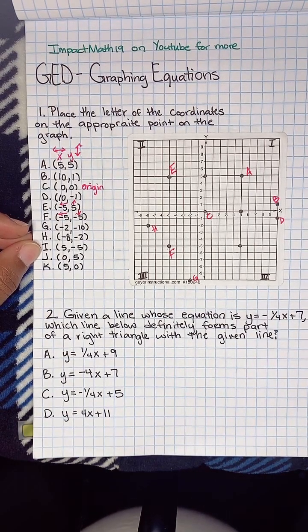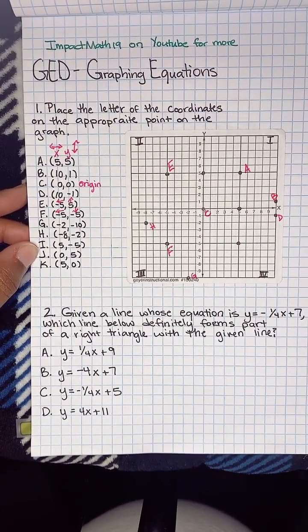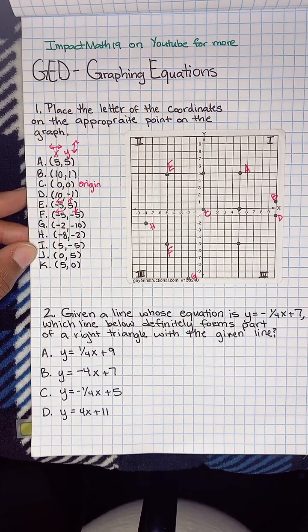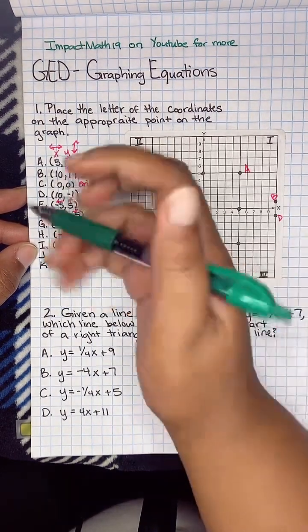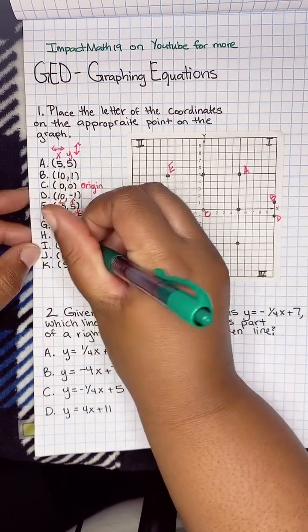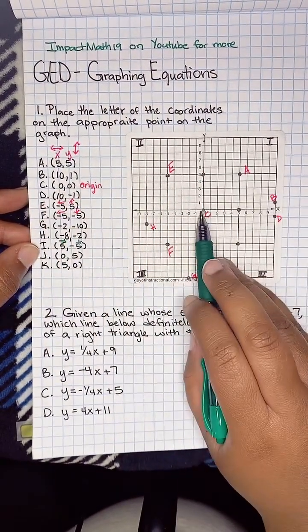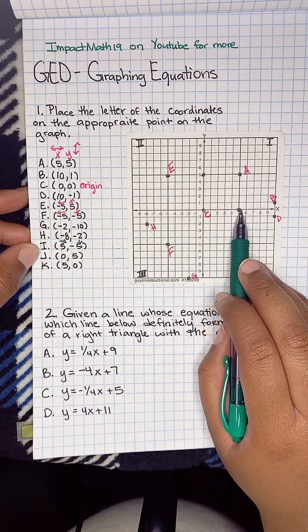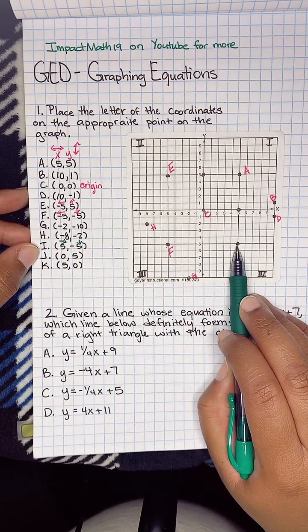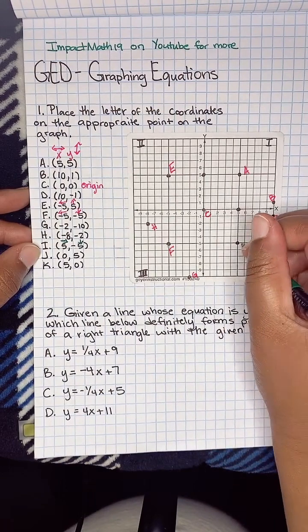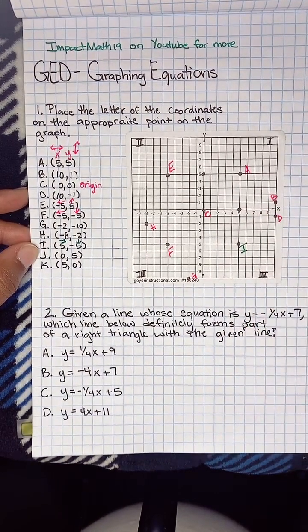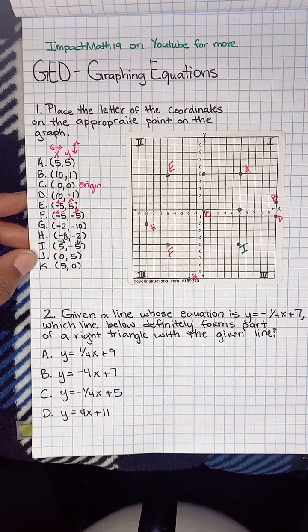4, 4, 4, 4. Okay, I see a lot of 4s. Wonderful. So we're going to go to the right and then down. I'm starting at 0, 0. I'm going to go right 5 and then down 5. And so this is going to be my I. Great job, everyone who said 4.